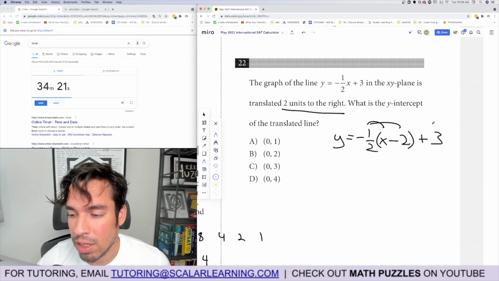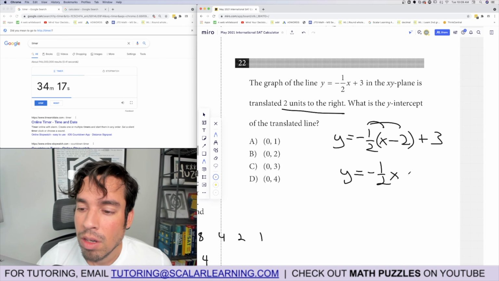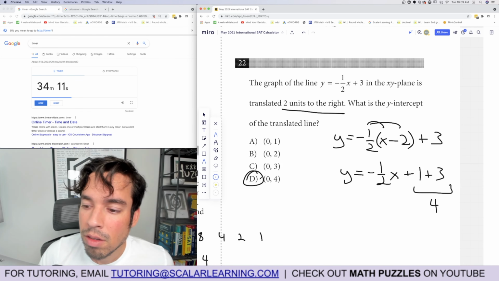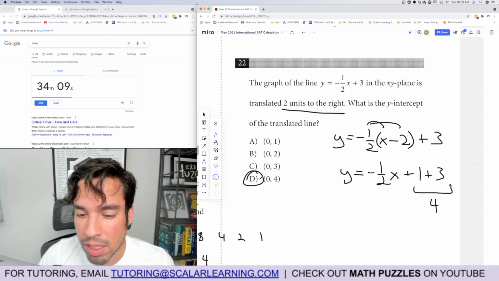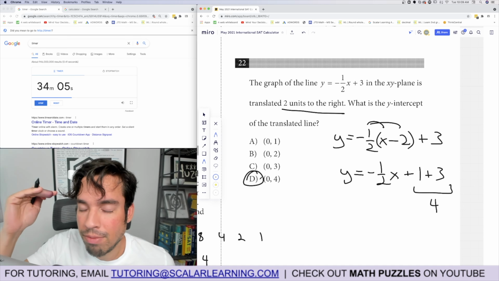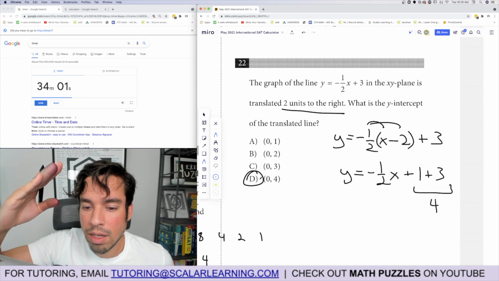Now let's distribute and find the new y-intercept. y equals negative 1/2 x plus 1 plus 3. So the new y-intercept is 4. And that's it. I'm pretty sure that makes sense. Also, if I think about it, it's a negative slope, right? So if I shift it, hold on. So I'm at 3.